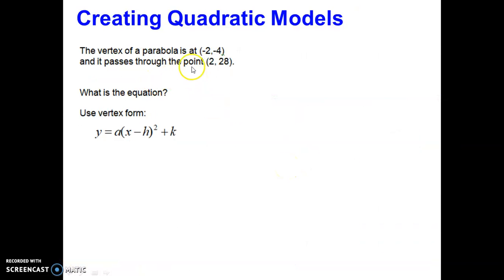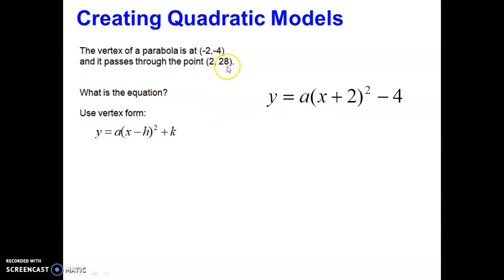Here we have another parabola. We're given information. The vertex is this, and it passes through this point. So this time we're given the vertex. So what form of a parabola should we begin with? Well, we should begin with vertex form. So here's vertex form, and we begin with vertex form because we were given the vertex.